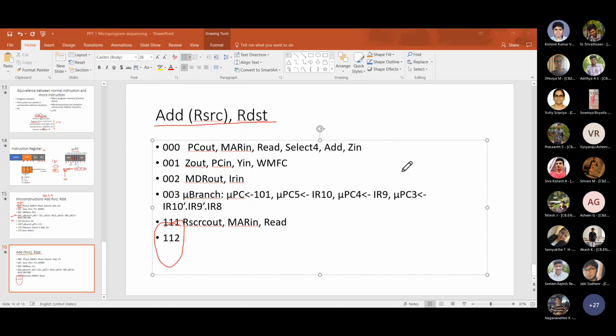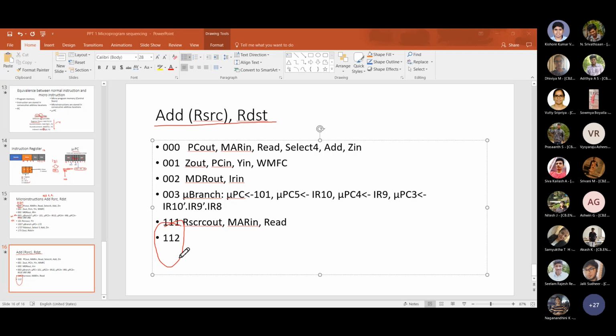So branching, you remember you write it as micro branch, okay? Then come to 171. What is it? That would be MDR out, Y in. Very good. Then at 172, what is it? We would probably have to select Y. Yes, very good.